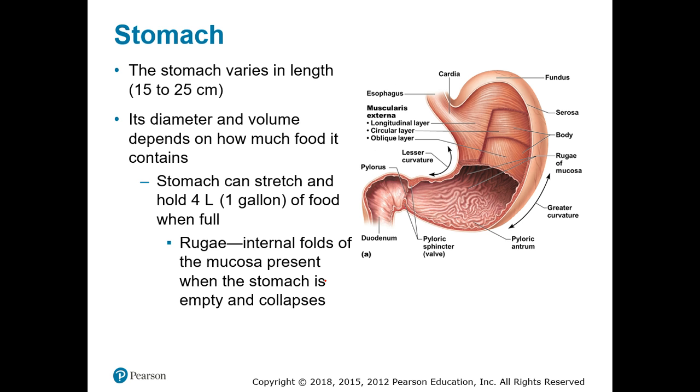Now the stomach varies in length from 15 to 25 centimeters. Its diameter and volume also can vary, and it depends on how much food the stomach has in it. The stomach can actually stretch to hold about 4 liters or 1 gallon of food when it's full. And when it's not full, it has these little folds called rugae that present themselves when the stomach is empty. And here is a picture of rugae folded in on itself.